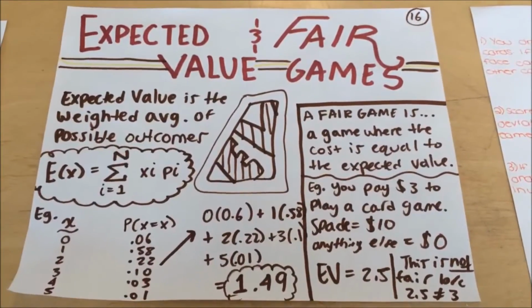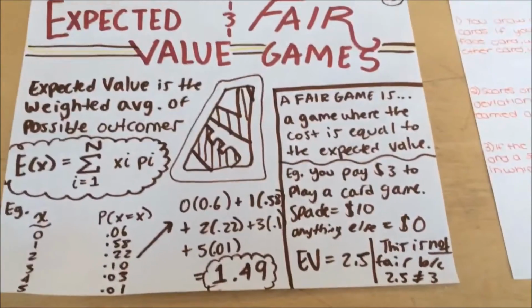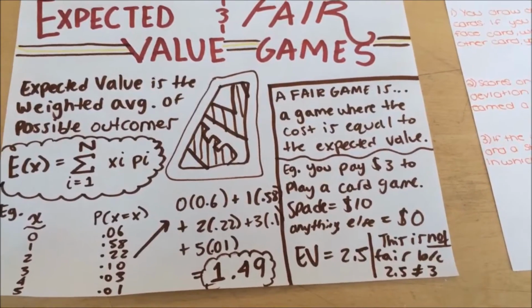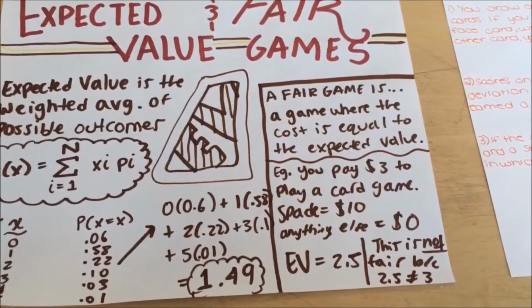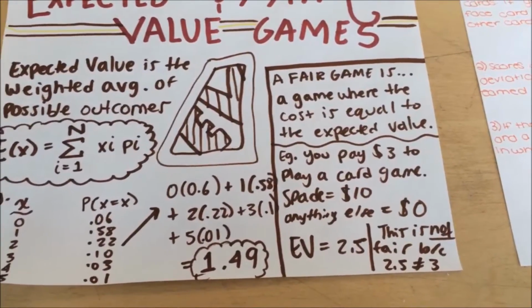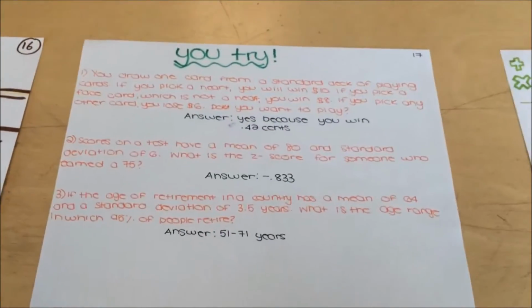Expected value in fair games. Expected value is the weighted average of possible outcomes. This is the formula right here. A fair game is a game where the cost is equal to the expected value. For example, you pay $3 to play a card game, where a spade is $10 and anything else is 0. When the expected value is not the same, it is not fair. You try.